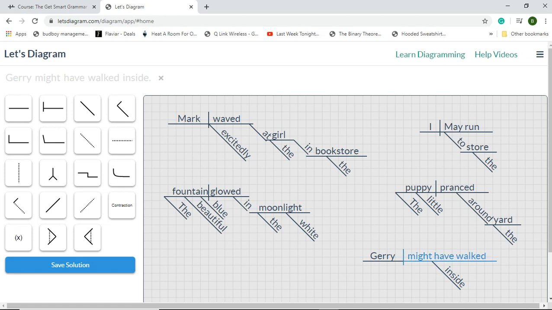So we have subject, verb phrase, might have walked. Might is a helping verb. Have is a helping verb. Walked is the main verb. Inside is an adverb modifying, well, where would they have walked? Inside. Okay? Modifying walked. Or modifying the whole verb phrase might have walked. Because it's acting as one verb.